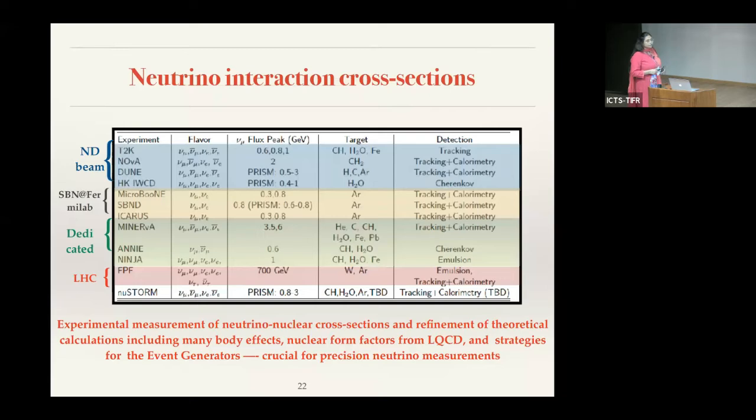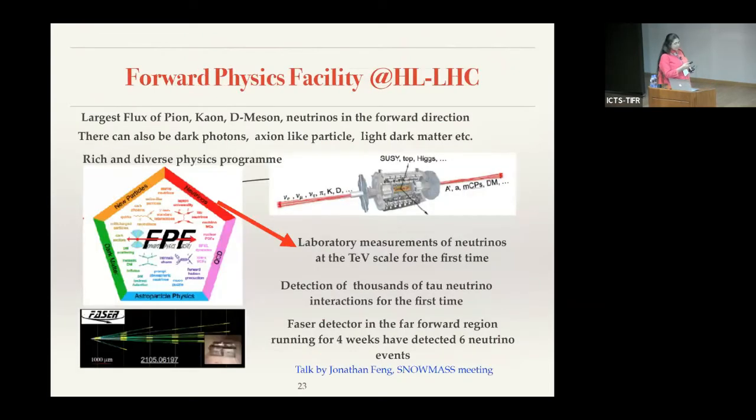I think the future efforts in this will be experimental measurement of neutrino nuclear cross sections and refinement of theoretical calculations, including many body effects, nuclear form factors, and lattice QCD corrections. Then there are strategies for event generators which need to be developed because these are all crucial for precision neutrino measurements. Now I talk about the forward physics facility.